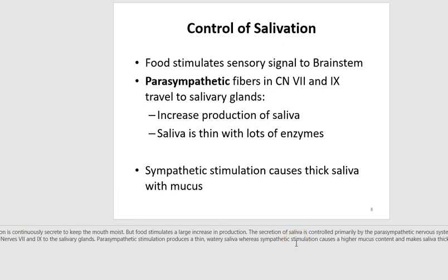Salivation is continuously occurring and it keeps our mouth moist, but food stimulates a large increase in salivation. It's controlled primarily by the parasympathetic nervous system, and there are neurons in cranial nerves 7 and 9 that go to the salivary glands. Parasympathetic stimulation makes the saliva thinner than sympathetic stimulation does. And that's because the enzymes are going to function better in a watery environment versus a thick mucus environment.